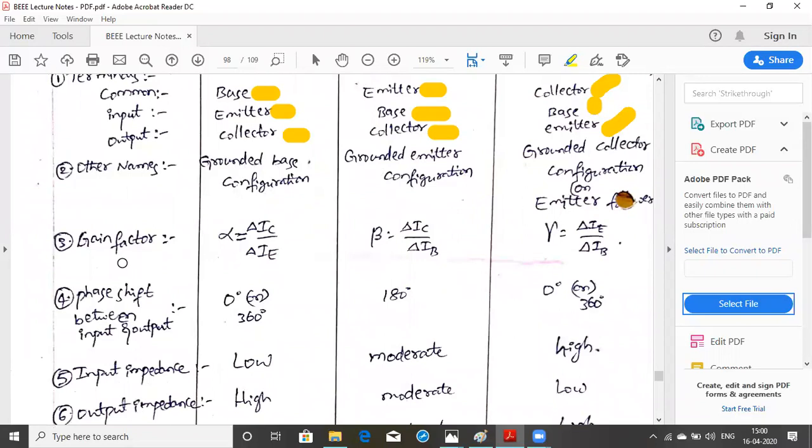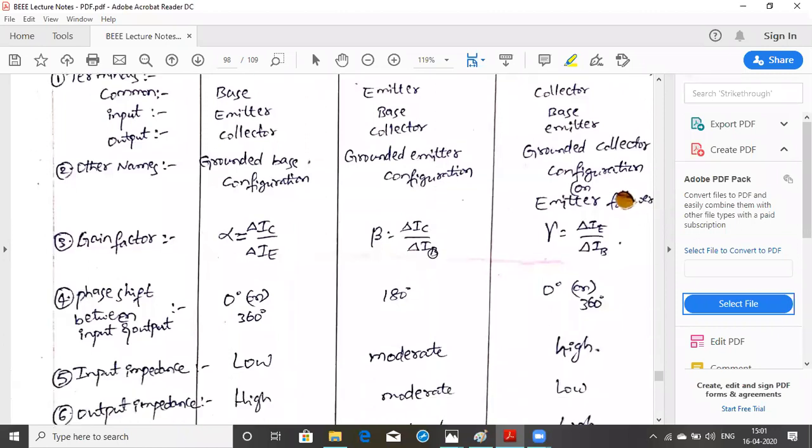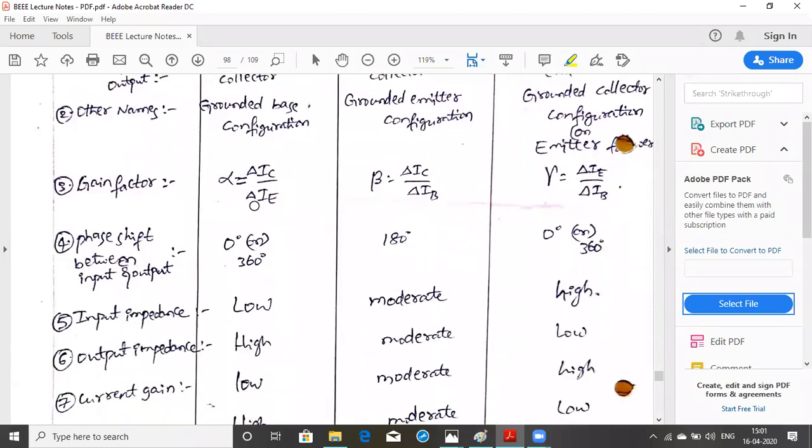If you are finding the gain factors, alpha is for common base, beta is for common emitter, gamma is for common collector. So output current divided by input current. These all are output current divided by input current. In case of common base, output current is the collector current, input current is the emitter current. In case of common emitter, output current is the collector current, input current is the base current. In case of common collector, output current is the emitter current, and input current is the base current. These are the formulas for the gain factors, the current gains.